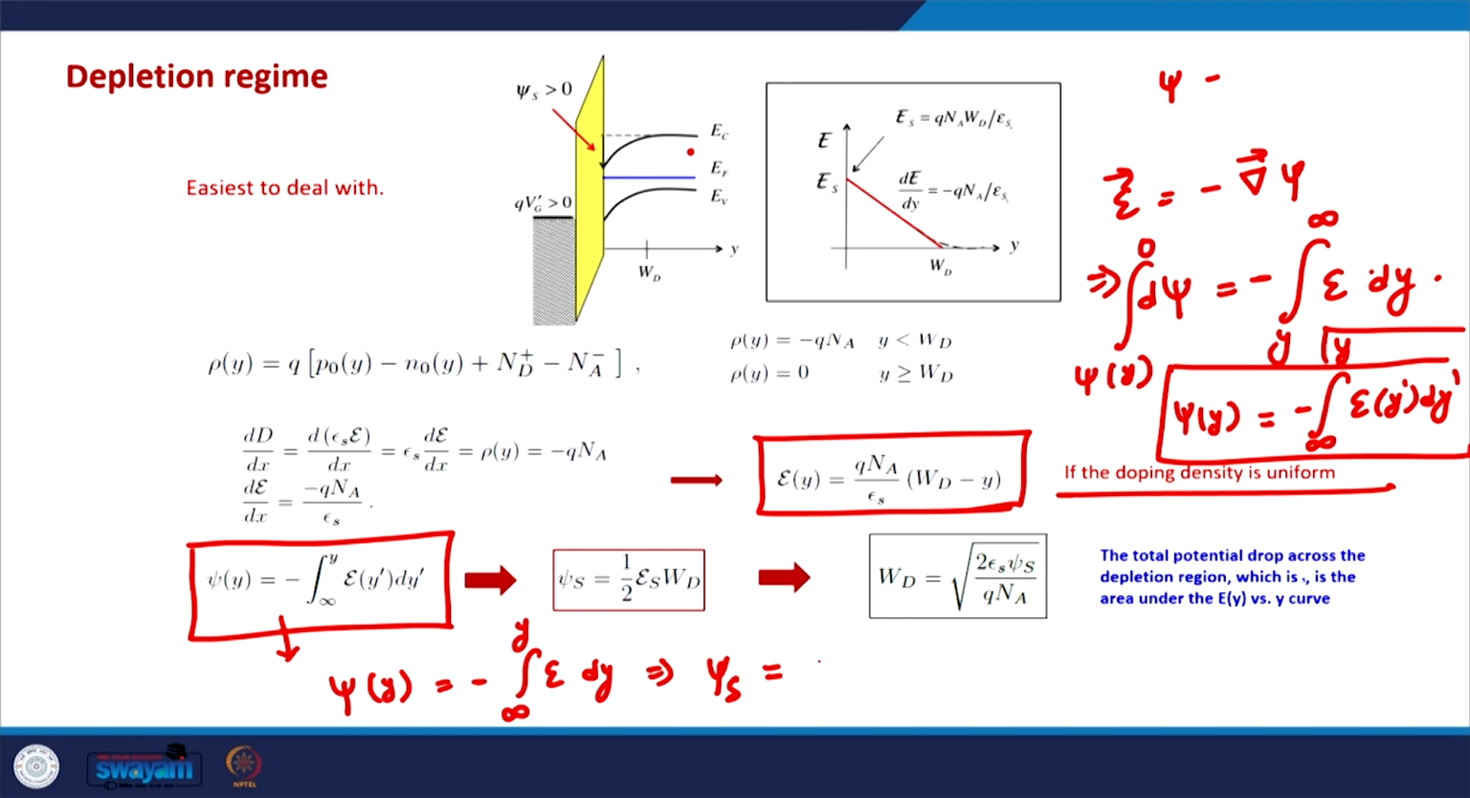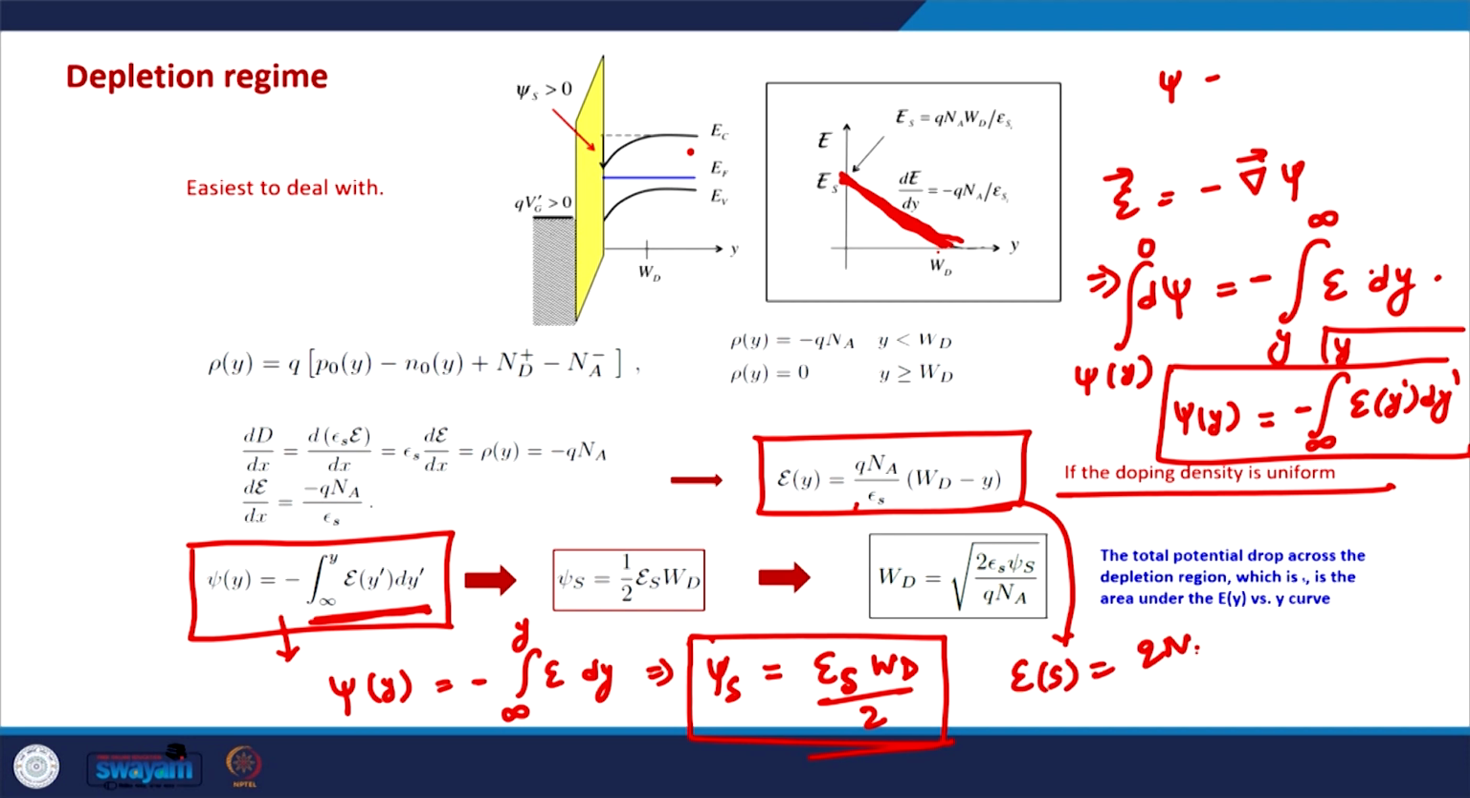If we assume a linear electric field, then we obtain this E_s W_D by 2. If E as a function of y is linear, and Es is the electric field at the interface at y equal to 0, then this right hand side integral will just be the area under this curve, which will be Es times WD by 2. So, this is what we obtain, and from this equation, Es will be q NA times WD, because we need to put y equal to 0, divided by epsilon s.